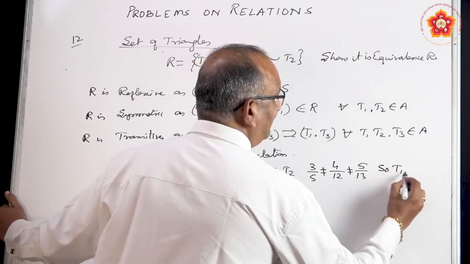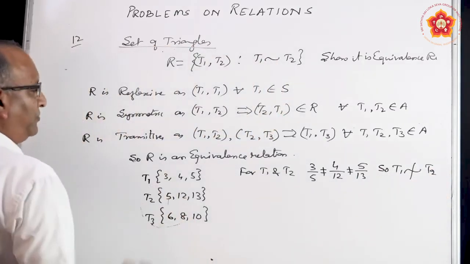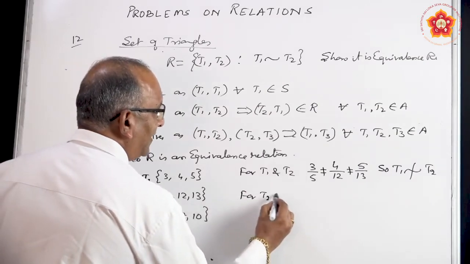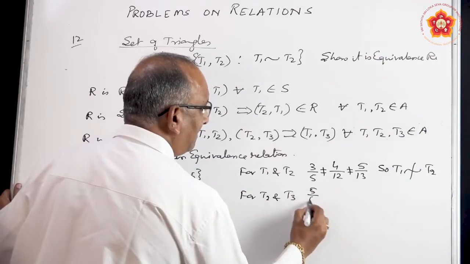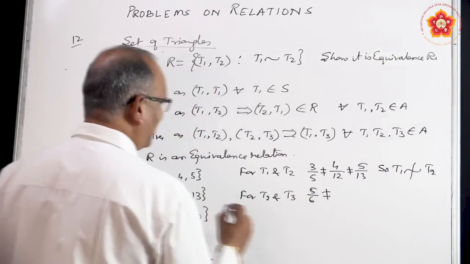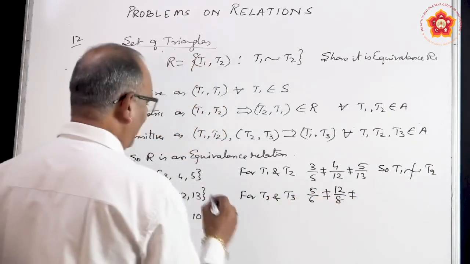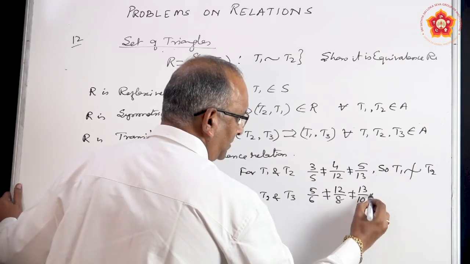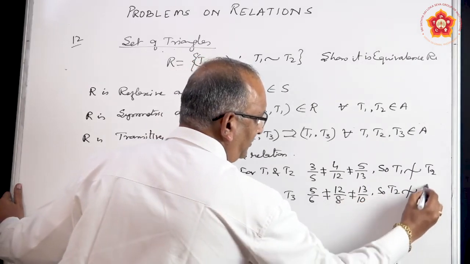So T1 is not similar to T2. Take T2 and T3. For T2 and T3, 5 by 6 is not equal to 12 by 8, which is not equal to 13 by 10. So T2 is also not similar to T3.